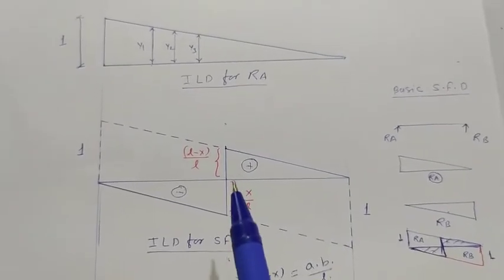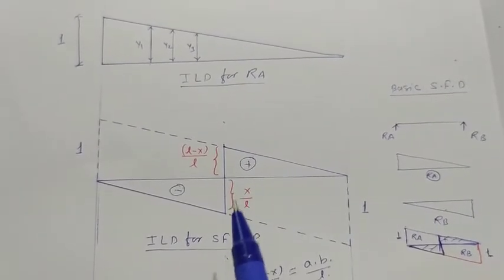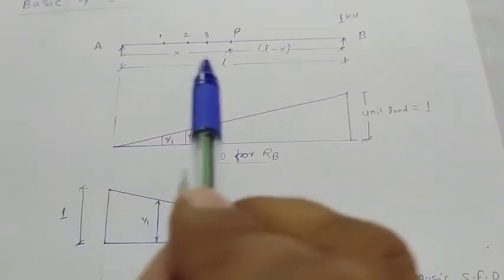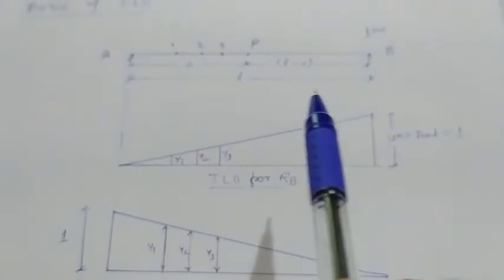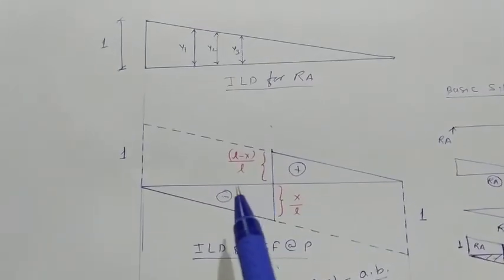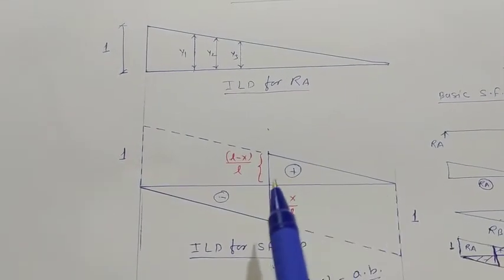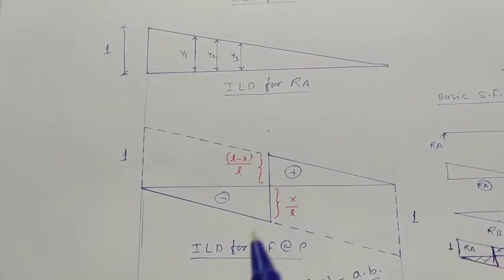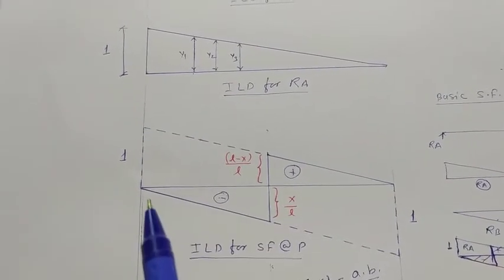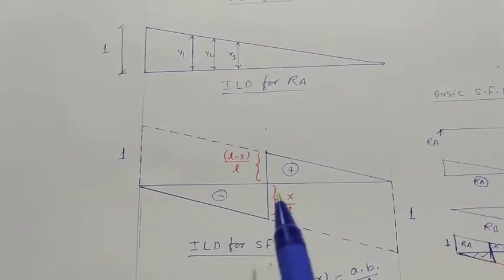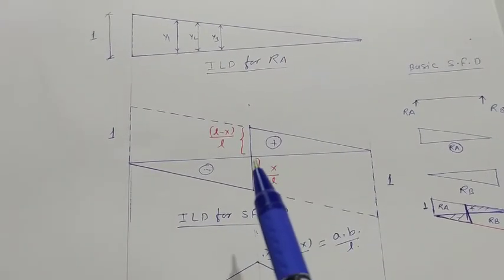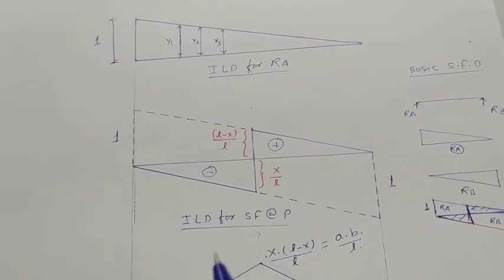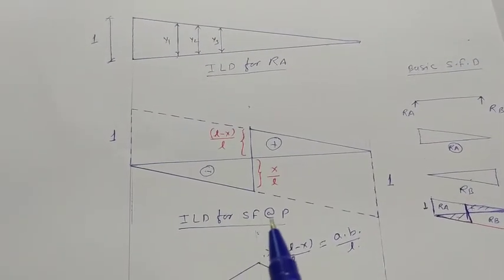So this ordinate we can find by using the similarity of triangles. So this distance is x and this distance is L minus x and the total span is L. So if this one is L minus x, then it is (L minus x) divided by the total span L. Suppose this one is x, so x by L, x by total span. So this will be the positive ordinate and this one will be the negative ordinate. We can say this is the ILD for shear force at point P.